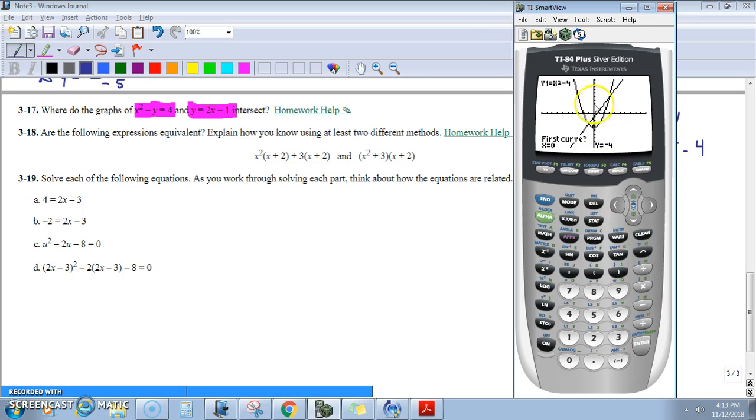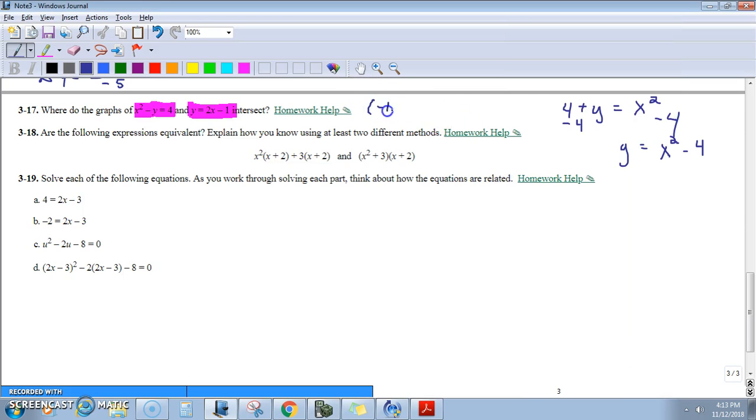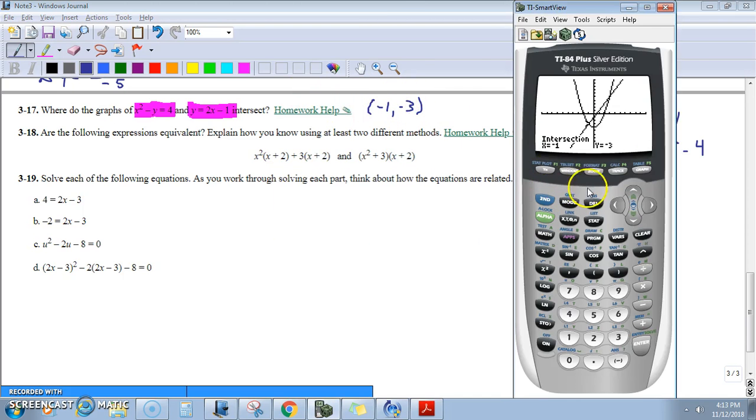Cool. So first of all, it's going to find this one over here because that's where I'm closest to. So I have to hit enter, enter, enter, till it says intersection. So I get negative 1 and negative 3. So negative 1 and negative 3 is one of those intersections. Then what I'm going to do, you guys, is trace closer to the other one.